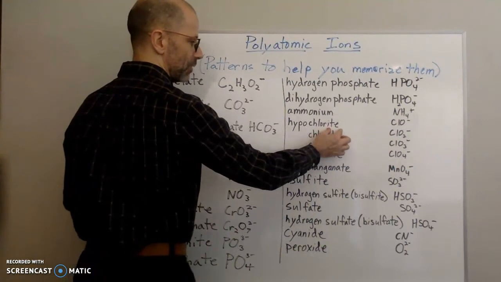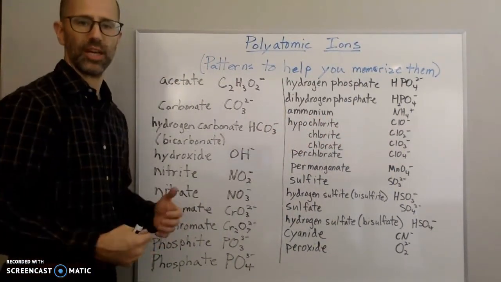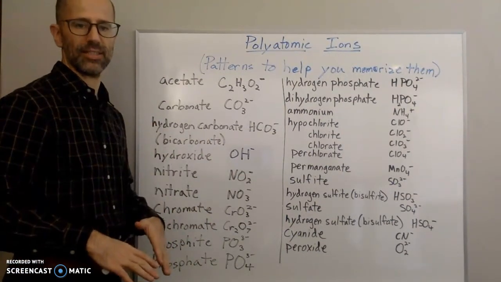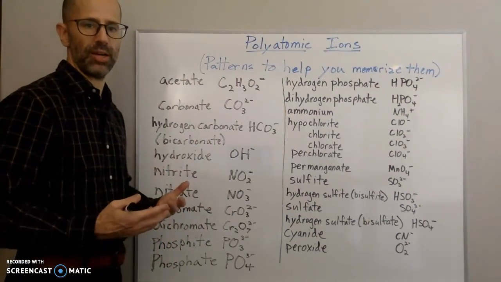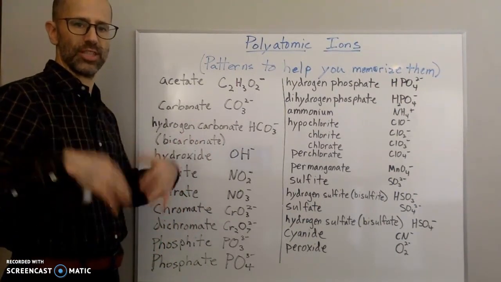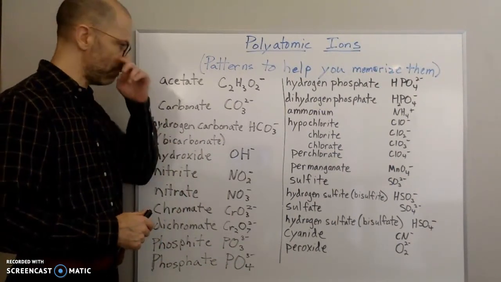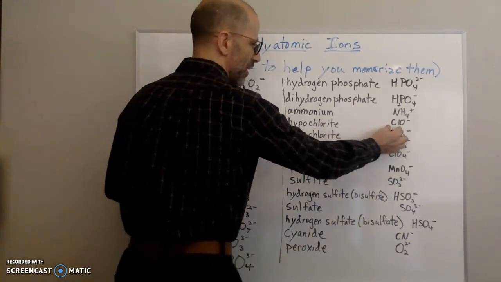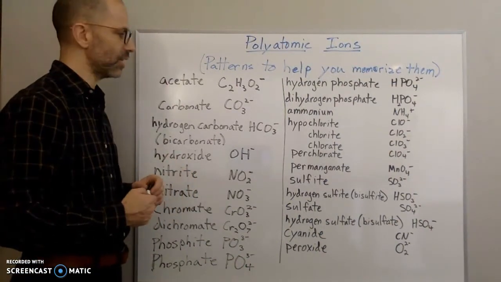So you're going to keep the ite ending, but then you add the prefix hypo. So you could think of hypo as being like much less oxygen, right? Hypo meaning below, like hypothermia, right? You're losing heat. You're below the heat that you should have, right? So hypochlorite means even less oxygen, so it's going to be one less oxygen than the chlorite.